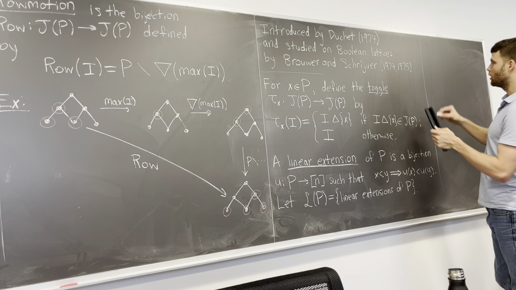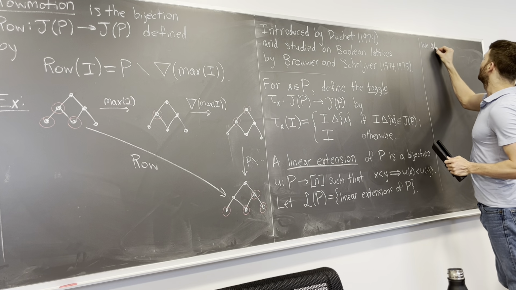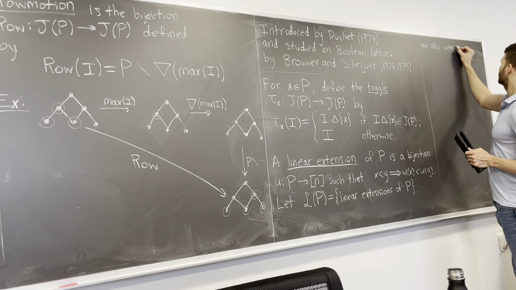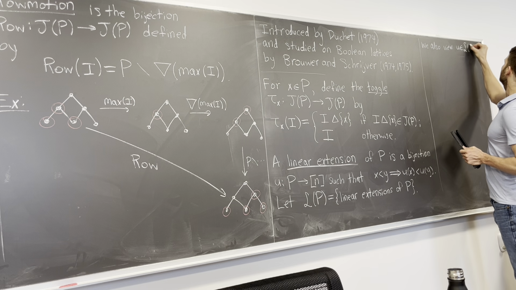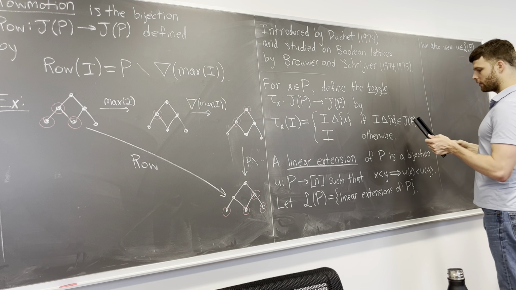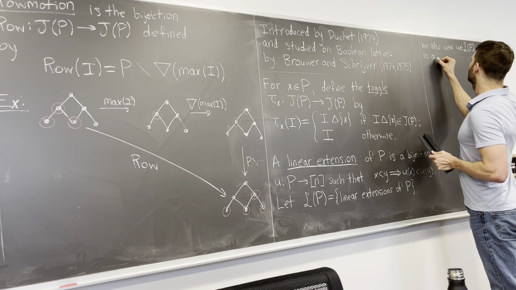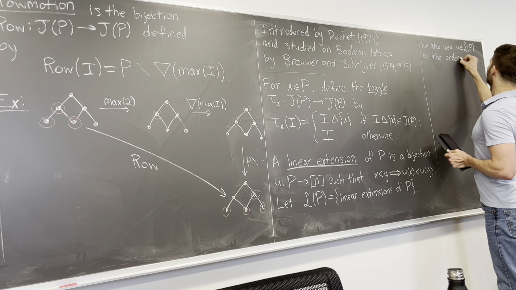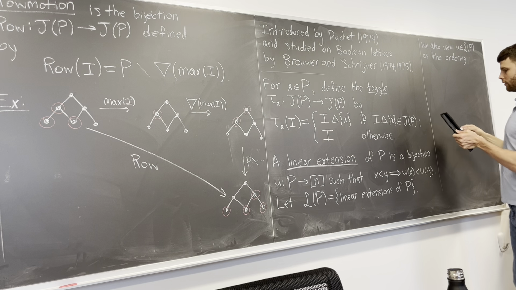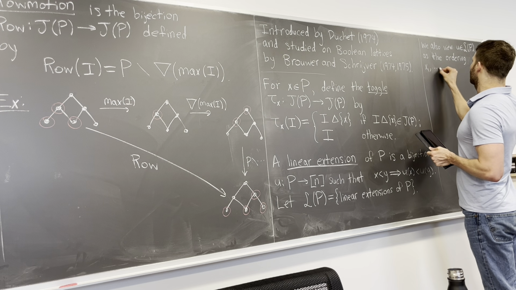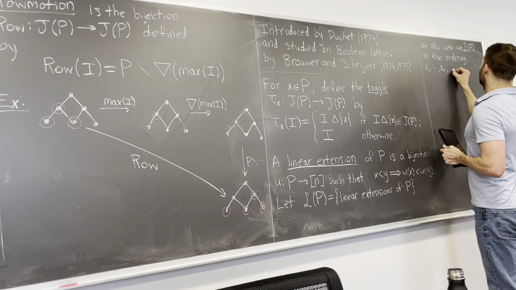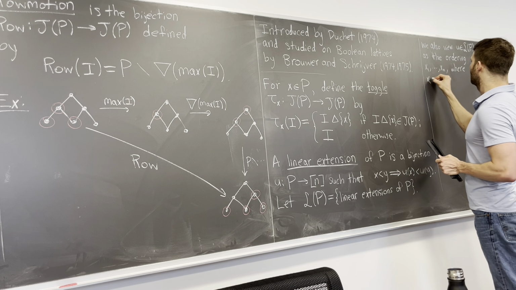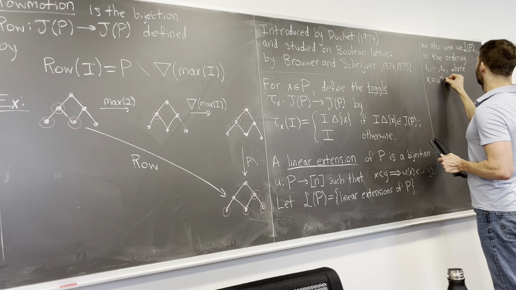Okay. So we also view a linear extension U in L of P as an ordering of the elements, which is just the ordering, say, x1 through xn, where xi is just u inverse of i.